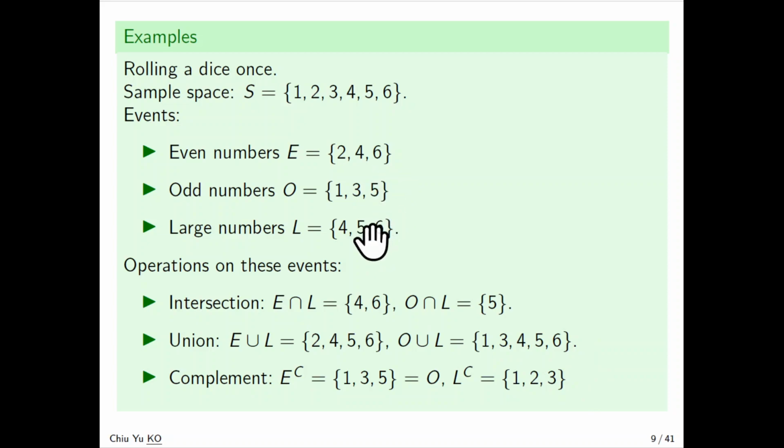Okay, taking every one of them. And the complement will be the things not in the event but in the sample space. So let's see. You have 2, 4, and 6. Take it out from the sample space, it will be 1, 3, and 5. Similarly, for large, you take out 4, 5, 6 from the sample space, it will be 1, 2, 3.